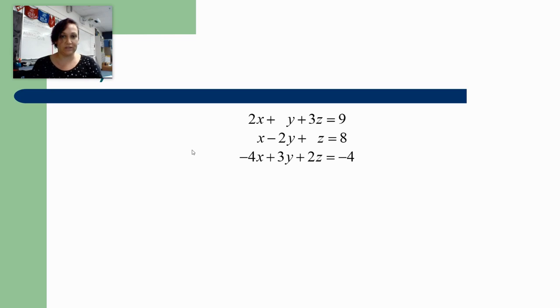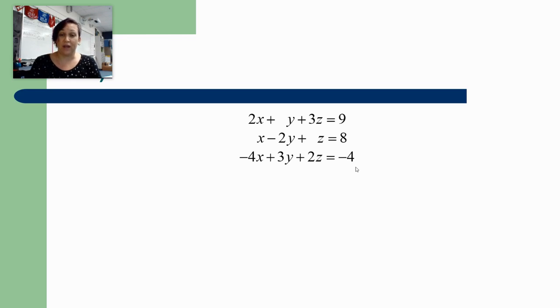So here's my initial system. As you can see, I have my three variables and my three equations. This system has been set up for elimination, and I can tell that because everything is stacked nicely on top of each other. I've got my x's, my y's, my z's, my equal signs, and my constants. Since everything is stacked up nicely, that means I should use elimination.